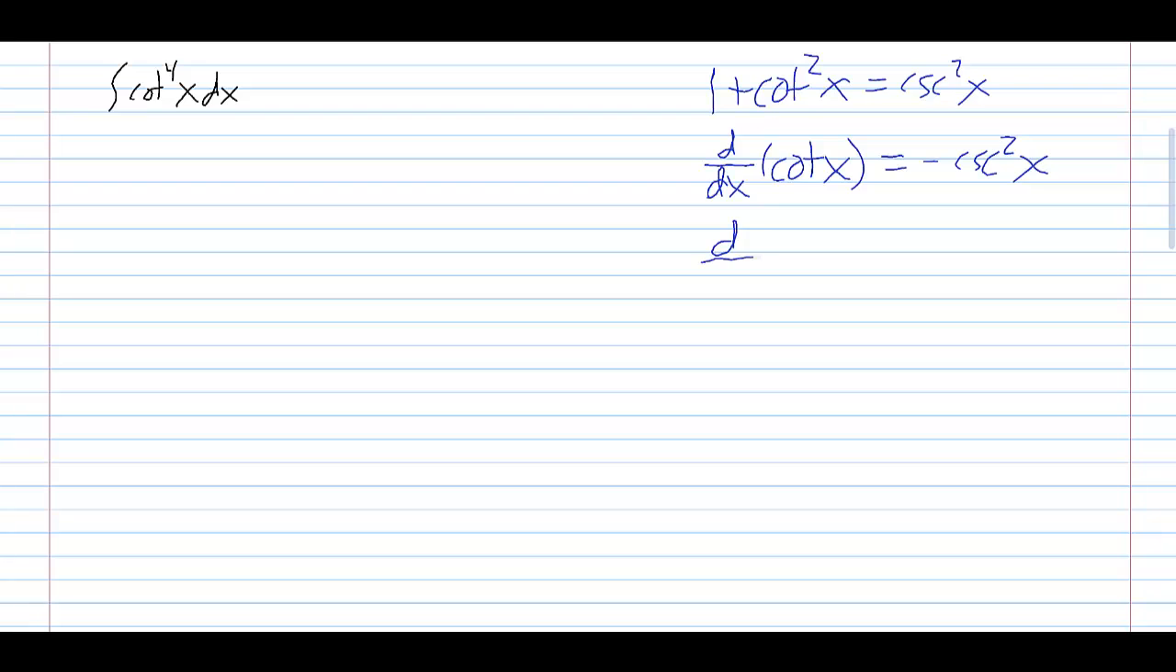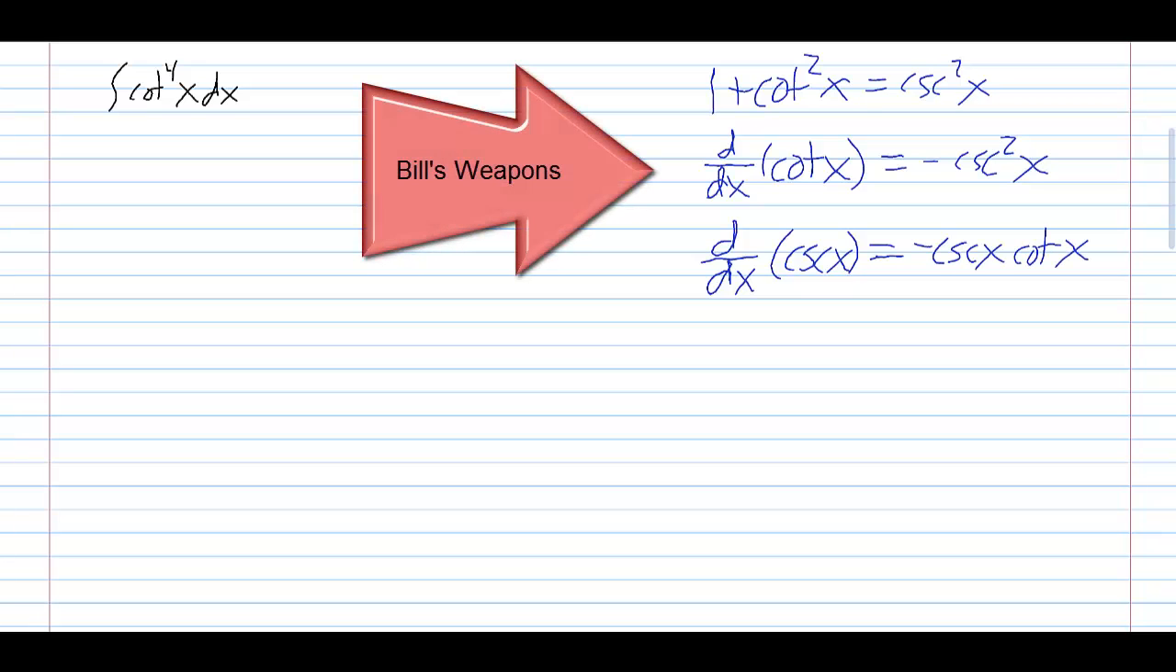And we might as well go ahead. I don't know if we'll need it or not, but this pops into my head, the derivative of cosecant. So we know the derivative of cosecant is negative cosecant x cotangent x. So this is kind of like getting my weapons organized over here on the right side that I might need to use in attacking this problem.